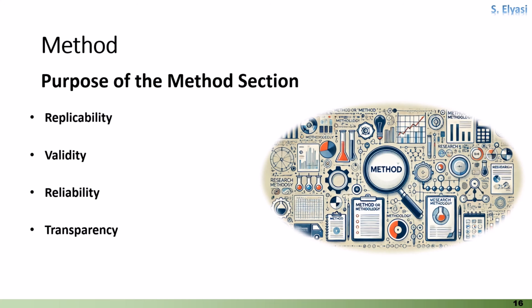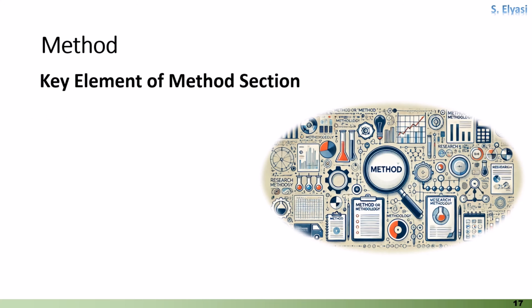Transparency in the methods section involves providing a clear and detailed description of the research processes, from the design and implementation to the analysis and interpretation of data. This allows other researchers to understand, evaluate, and replicate the study, fostering an open and honest scientific dialogue. These elements are fundamental in the methods section because they underpin the integrity and scientific value of research, enabling others to trust, verify, and build upon the work presented. The key element of the methods section is to detail the procedures and tools used to ensure the reproducibility and credibility of the research findings.